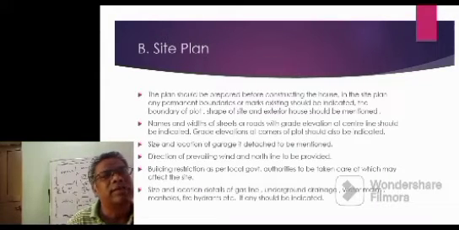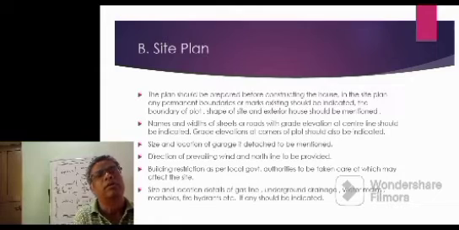So the next one is site plan. The plan should be prepared before construction of the house. In the site plan, any permanent boundaries or marks existing should be indicated. The boundary of the plot, shape of the site, and exterior houses should be mentioned in and around the plot, not inside, around the plot.